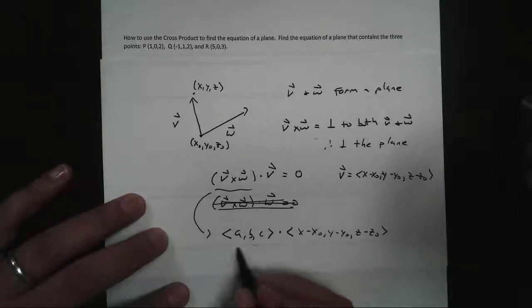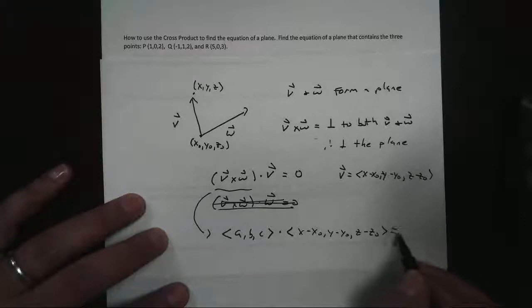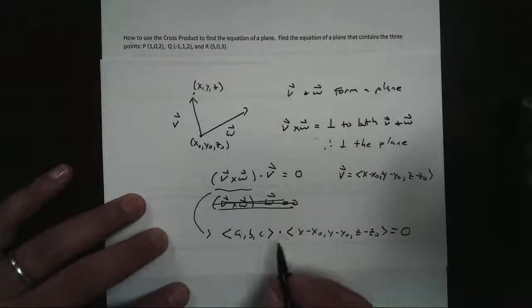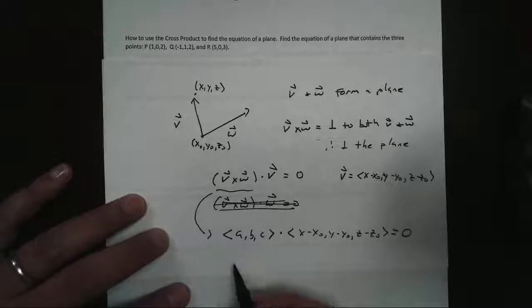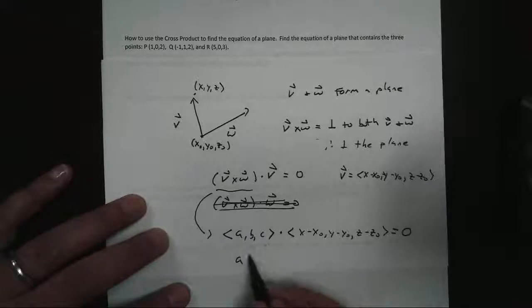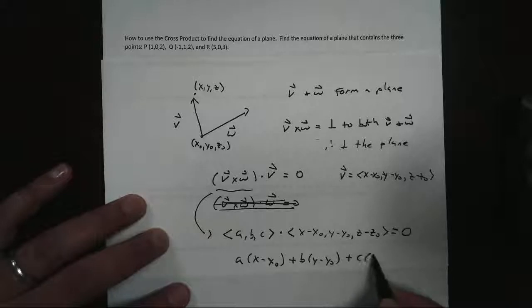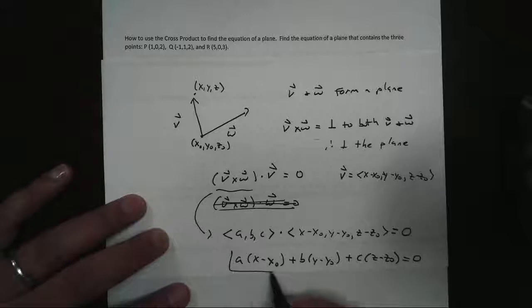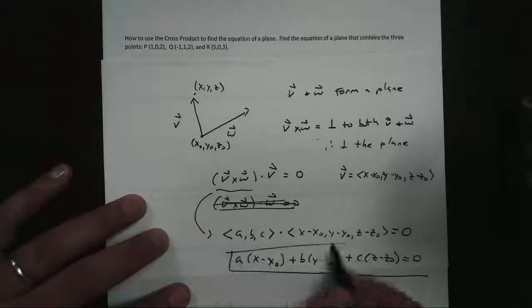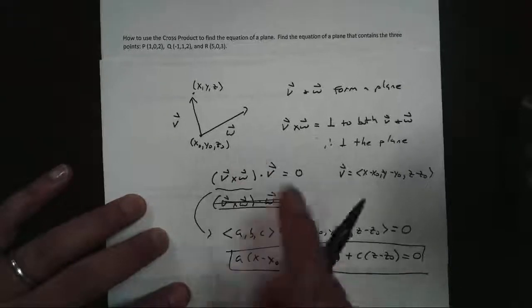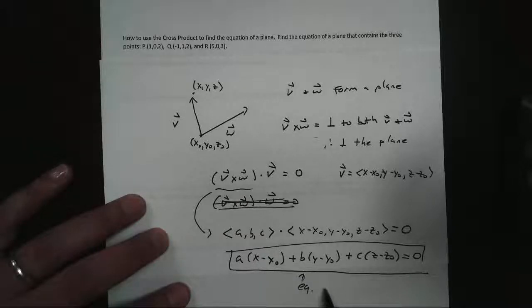And if we do the dot product, we know that this should be equal to 0 because that's our rule, because it's perpendicular. So we get A multiplied by X minus X naught, plus B times Y minus Y naught, plus C times Z minus Z naught, and that will equal 0 for us. And this is the equation of our plane. These points lie on this plane.